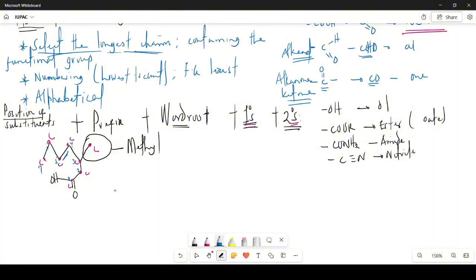Does that make sense to you? Now, after the numbering, we can go ahead and name. If I want to name, remember how to name. The first thing is what? Position of the substituent. What's the position of this substituent? It is at carbon 3, so you say 3. What's at that 3? It is that substituent, the prefix. And the prefix is what? Methyl. After that, you go ahead and name the word root. What's our word root? It is a 7 carbon chain. So you call it hept.